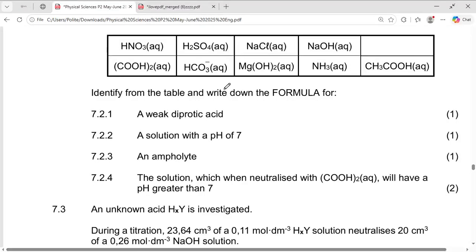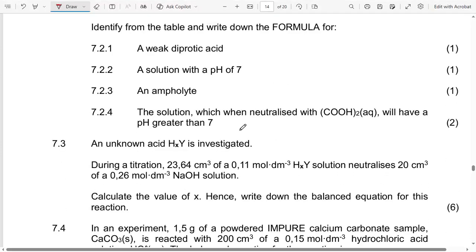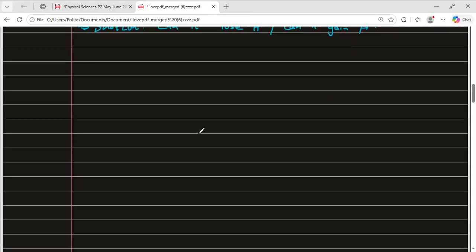Right, let's move to the next question. 7.2.4, they say find the solution which, when neutralized with the COOH, will have a pH that is greater than 7. This is where learners struggle, and I'm going to go slow on this one. I know it's 2 marks, but this is going to be very long. Let me work out this question.